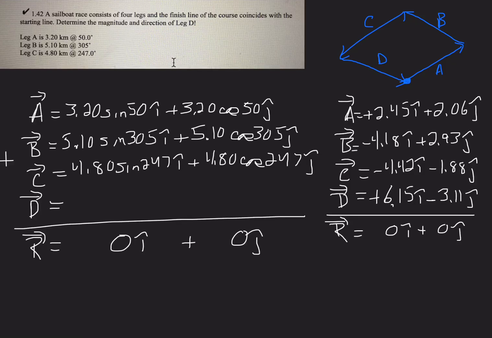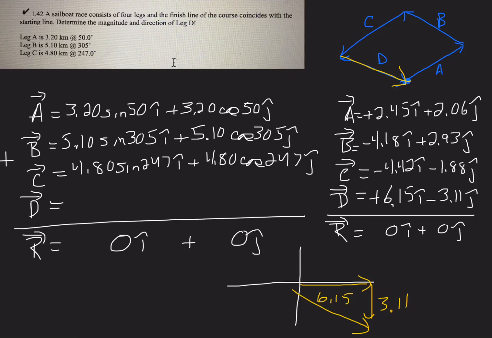So now if you added up this and this and this and this, it should equal 0. And this, this, this, and this should equal 0 also. So now there is our component vector for D. So what is that in regular form now? I'm going to draw a grid. I'm going to go over 6.15, and I'm going to go down 3.11, and there's the vector D, which of course looks like that.